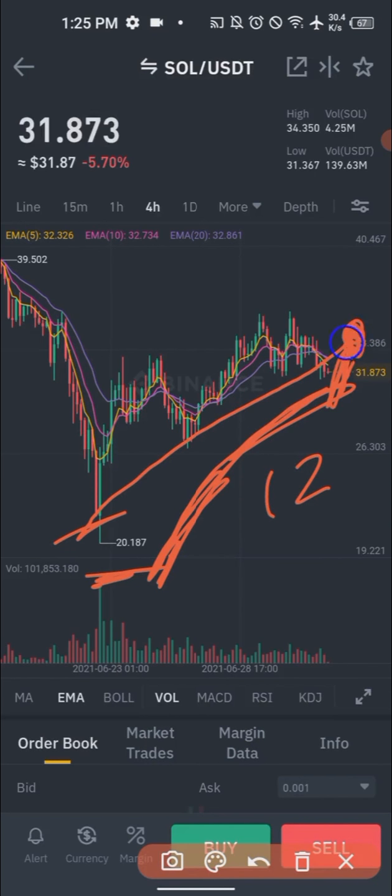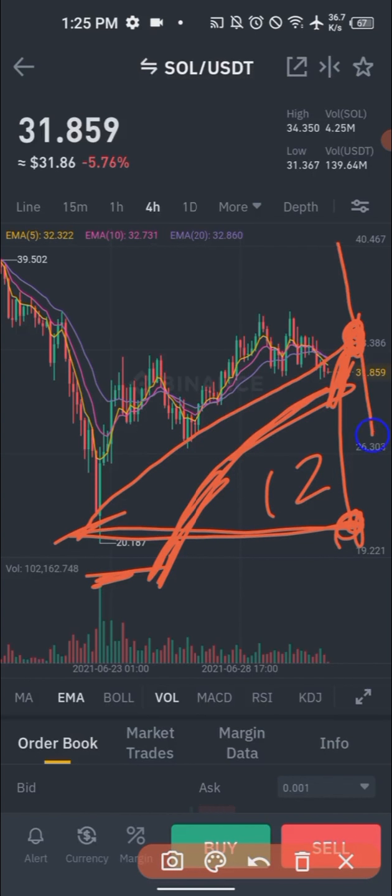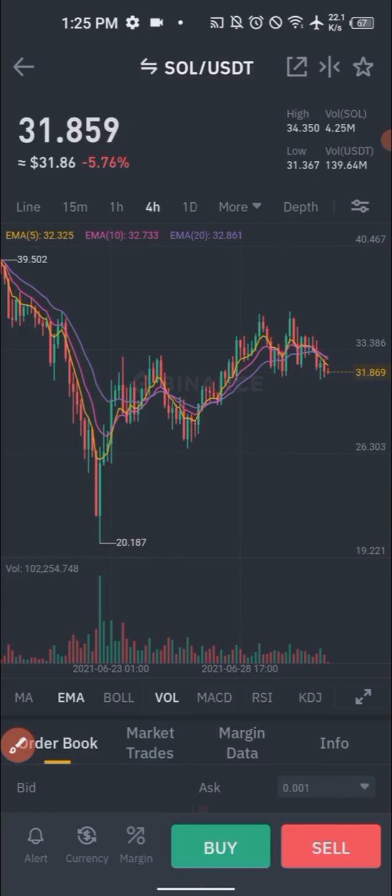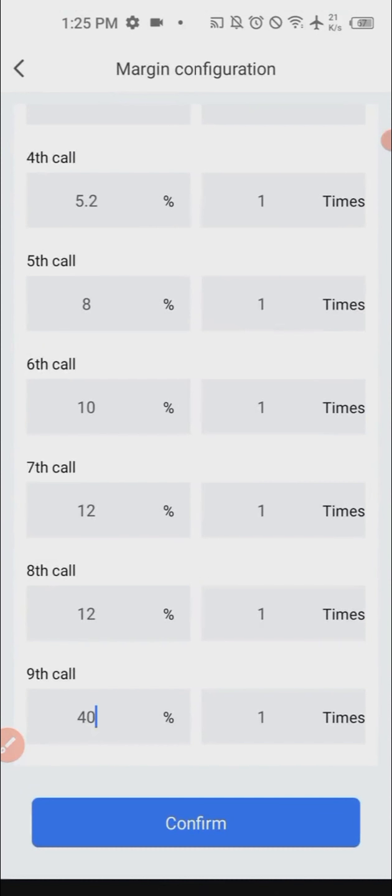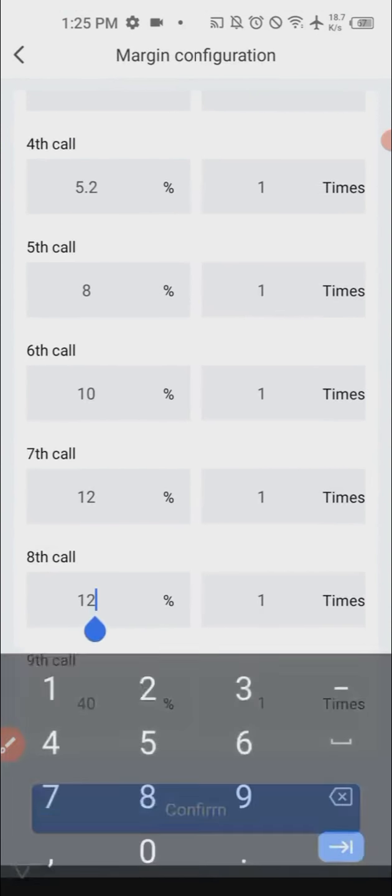But those who buy here, and if anything makes the price come down to the same level, would make about what? 40% loss. So remember, if you're entering the market, it's two ways, up or down. So I want to be very careful. I want to set the market in such a way that if at all it comes to this position again, I still want to make profit. I still want to buy. So my ninth margin call will be about 40%.